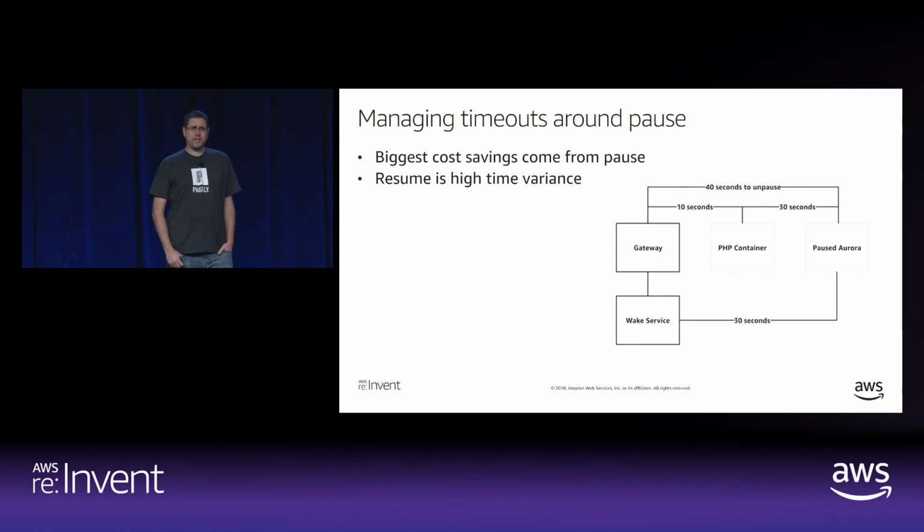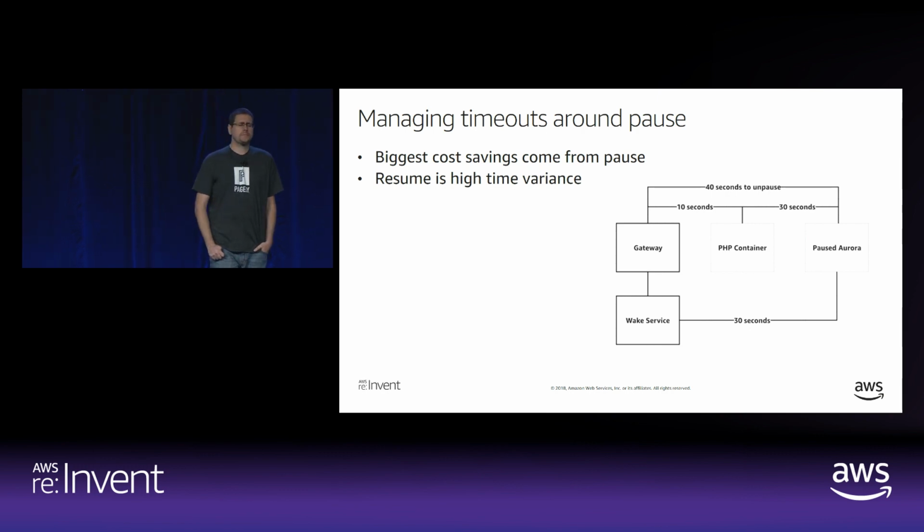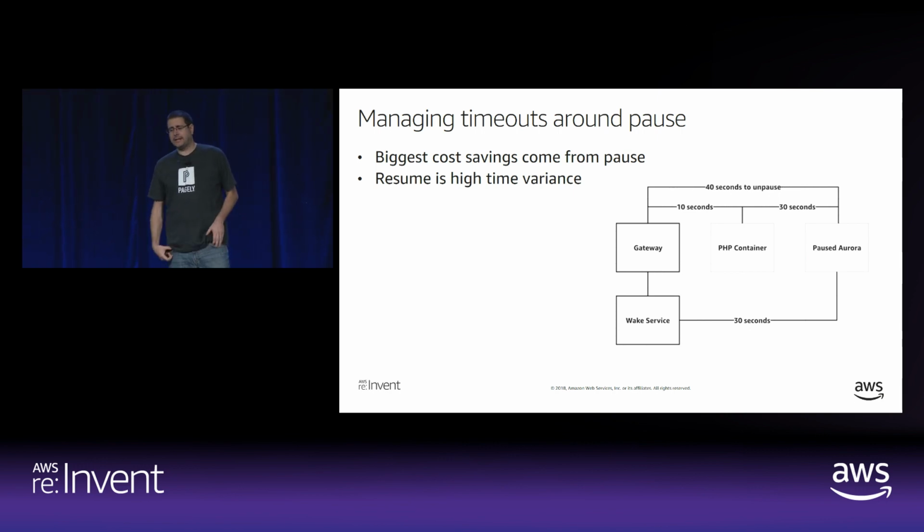And so starting a new task on ECS might take 10, 20 seconds. And then starting that Aurora, or unpausing that Aurora instance might take, well, sometimes it's really quick, but oftentimes we'll see 30 or 40 seconds. And so when you do those two things back to back, you might be looking at 40 seconds or a minute, and that starts to get to the point where it's unacceptable.